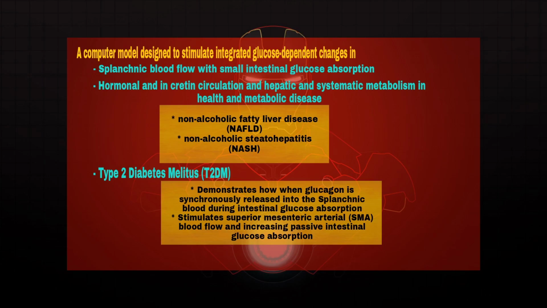A computer model simulating human glucose absorption and metabolism in health and metabolic disease states. A computer model designed to simulate and integrate glucose-dependent change in splanchnic blood flow with small intestinal glucose absorption and hormonal and incretin secretion and hepatic and systemic metabolism in health and metabolic disease.